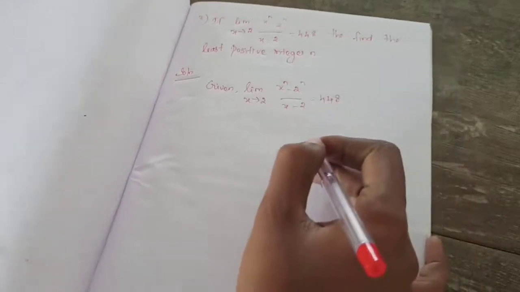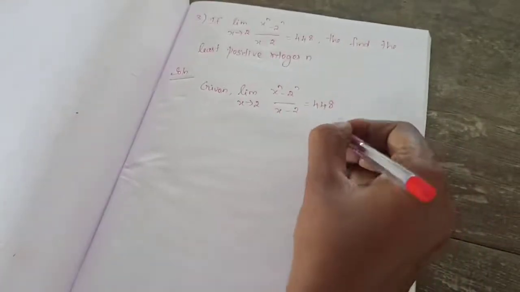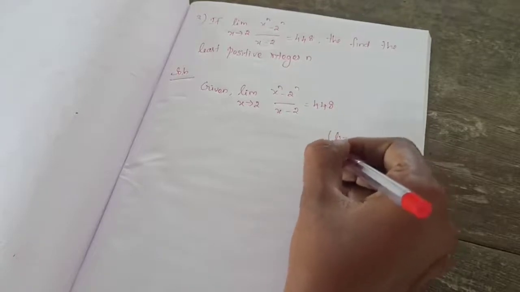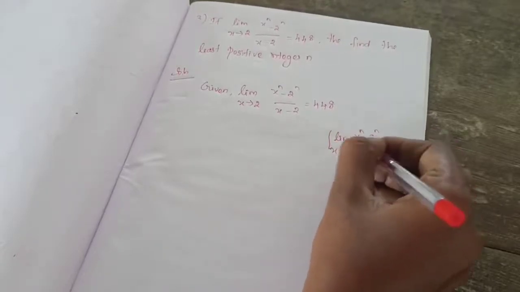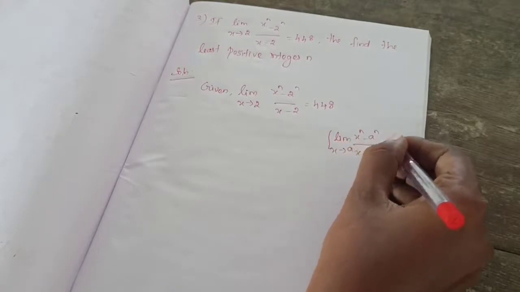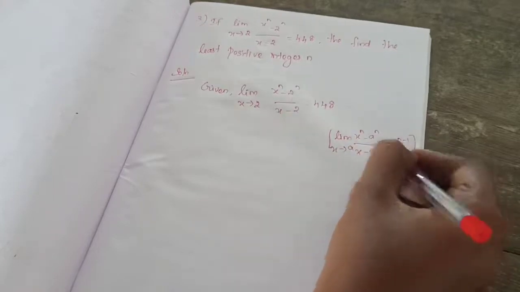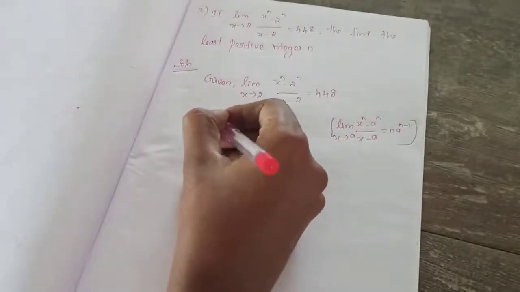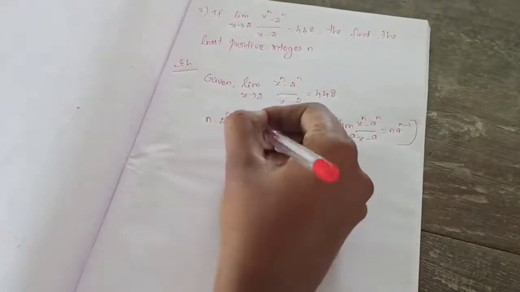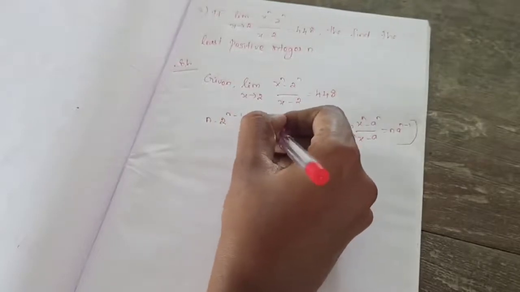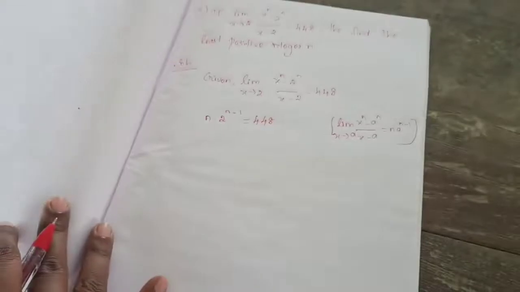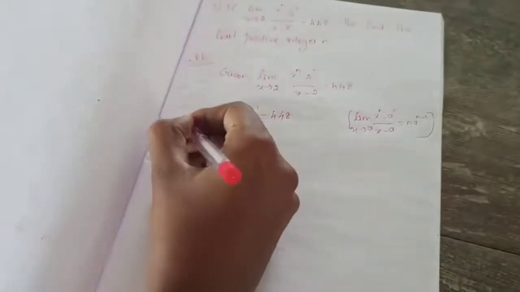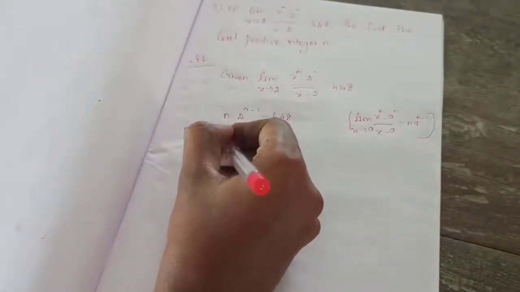Okay, so we can use the same formula like the last problem we have completed. That is limit x tends to a, x power n minus a power n divided by x minus a is equal to n a power n minus 1. We can use the same here. So what will happen in this side? n into 2 power n minus 1 is equal to 448. Okay, so here n value we don't know, so we can find out for n some certain values. So first you can substitute, put n equal to 1. What will happen?